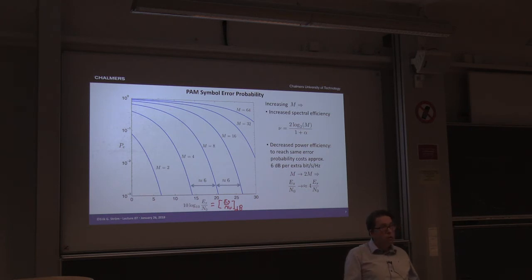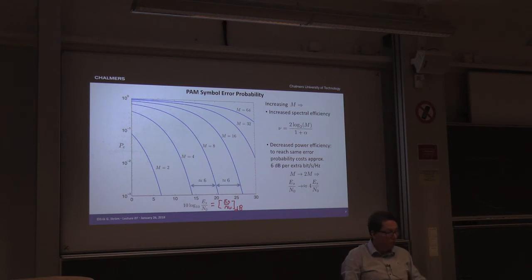So we have spectral efficiency, we have power efficiency. If you want to increase the spectral efficiency, you reduce the power efficiency. If you want to increase the power efficiency, you decrease the spectral efficiency. It's like a seesaw. We can trade one for the other, but we cannot increase both at the same time.